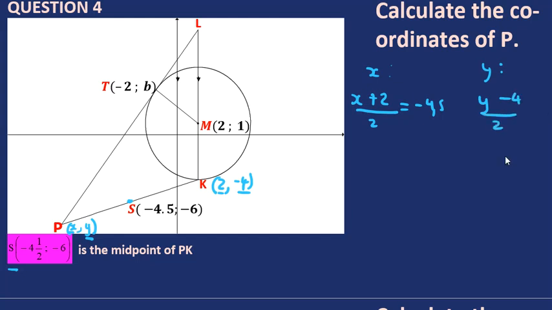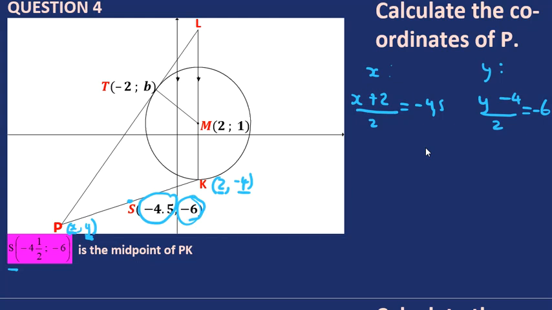We divide all of that by 2, and we know that those should equal -6 because that is the middle. All right. So x value of P plus the x value of K divided by 2 will give us -4.5, the middle. And for y, the y value of P added to the y value of K divided by 2 will give us the -6 here, which is the y coordinate.